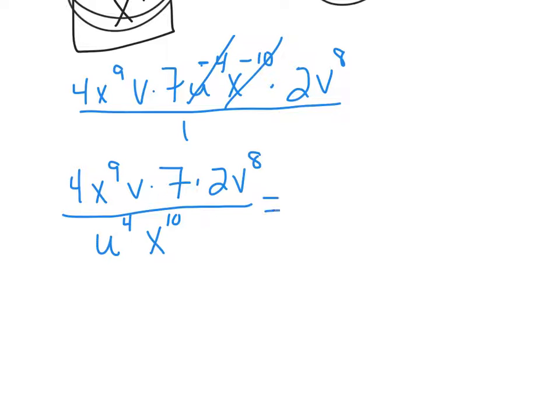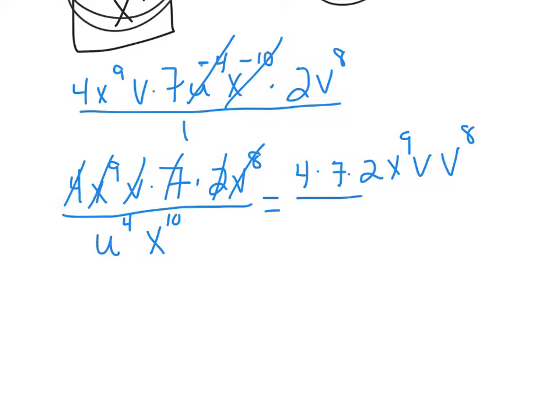Now I'm going to keep copying everything else. Now I'm ready to just clean up the top. What are my numbers, my coefficients? I have a 4 and a 7 and a 2. I have an x to the 9 that I'm going to put next. So I'm just making sure that I have all this. I have a v, a plain v, and a v to the 8. I kind of crossed them out as I rewrote them, so I didn't leave any out. I wanted to make sure I accounted for them all. On the bottom, I'm not changing anything. I'm just copying.